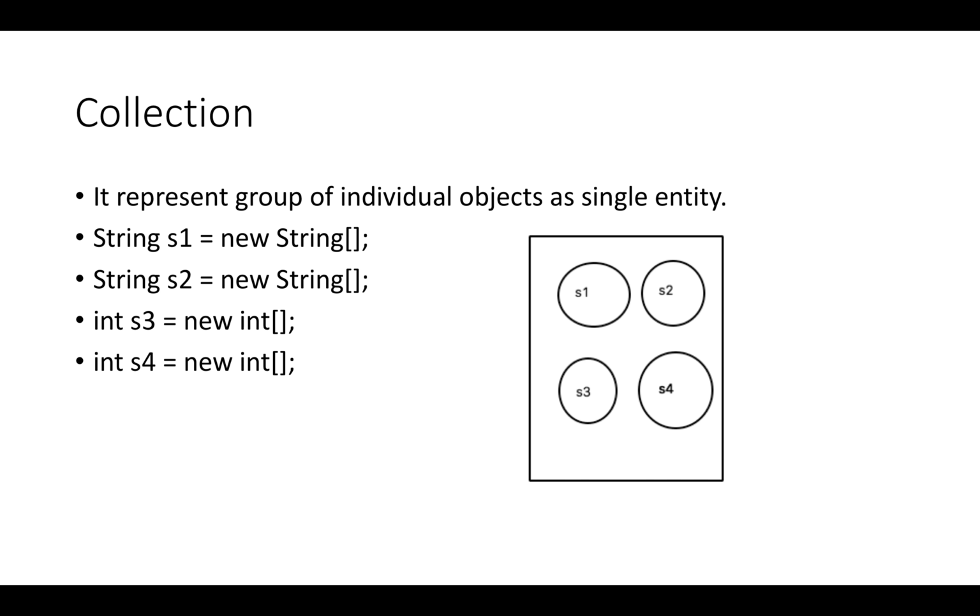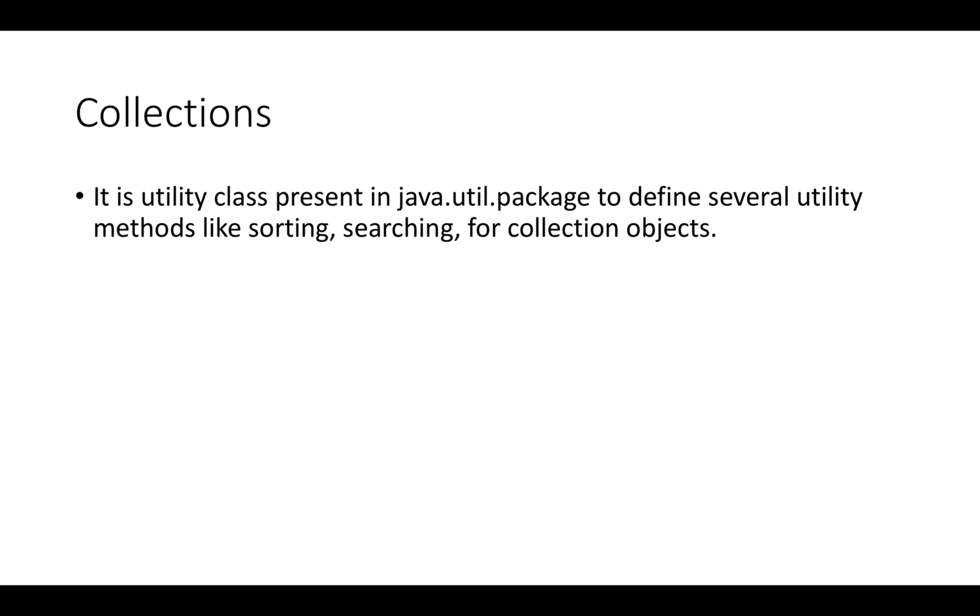So what is the meaning of a collection? A collection can hold a group of individual objects and we can represent them as a single entity. It means, for example, we can hold four objects, s1, s2, and so on. The first two are strings and the second two are integers. But we can hold all these data types in one single entity.